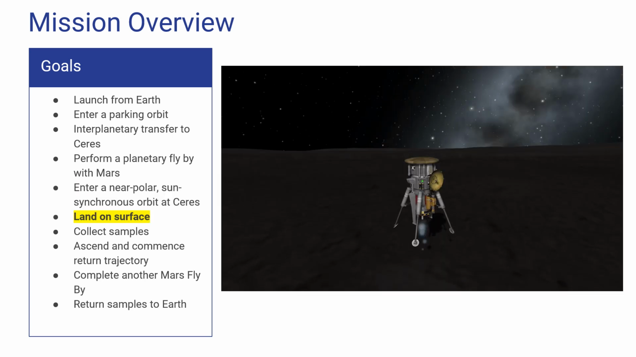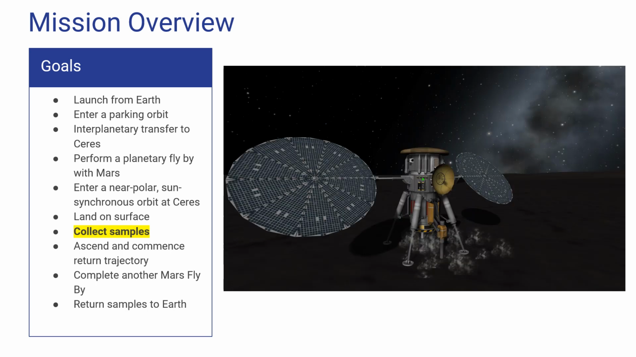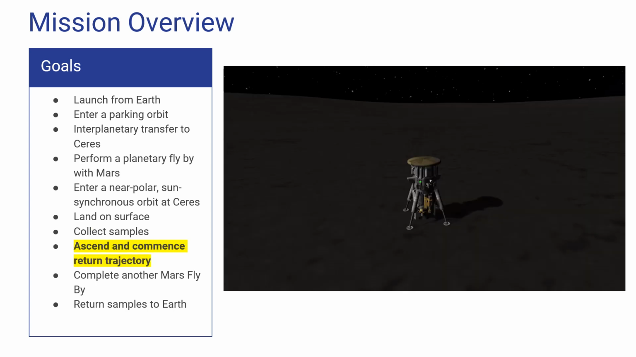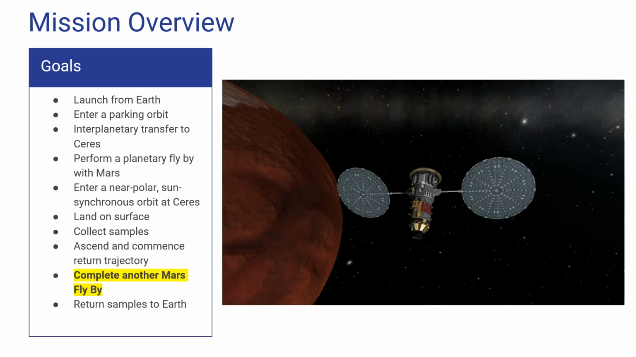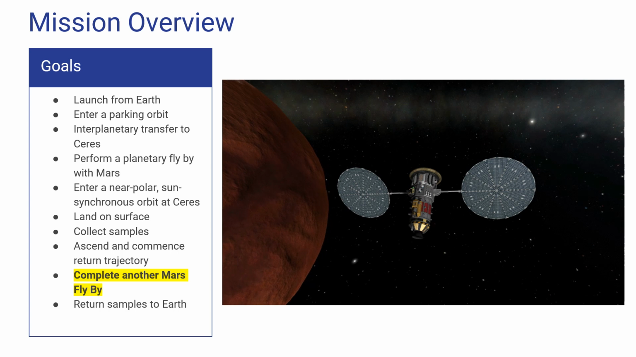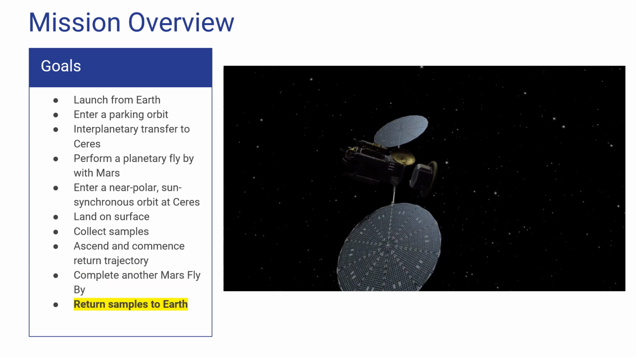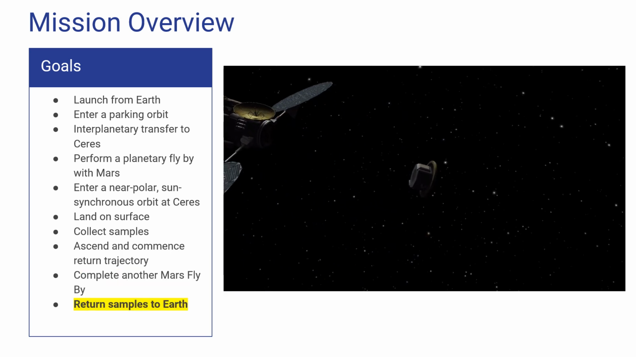From there, we will land the spacecraft onto the surface. The craft will then collect samples. It will then ascend back up to commence its return trip to Earth. We will once more utilize the flyby with Mars, and then return the samples back to Earth.